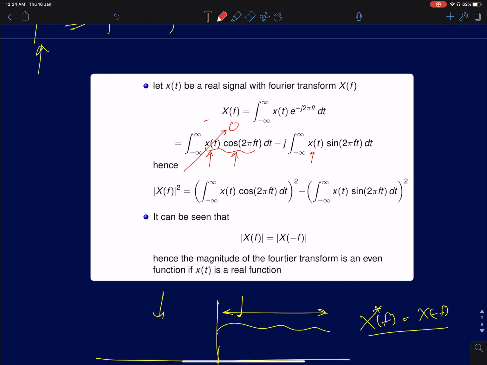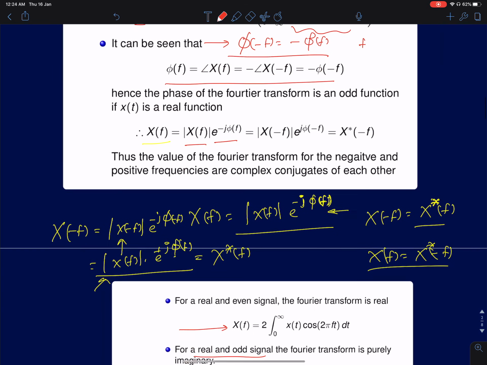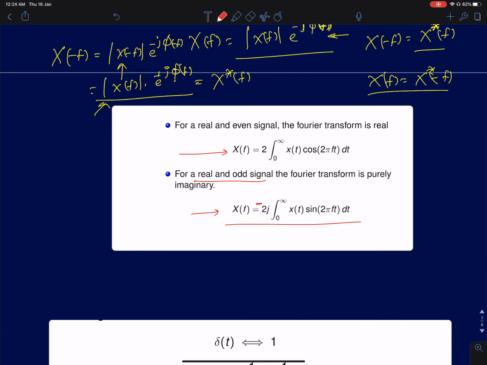Now because x of t is odd, this is also odd. Odd into odd is even. So this term here will actually be an even function. So we can write minus 2j integral 0 to infinity x of t into sine 2 pi f t. So that's what I've written here. Okay, I've missed a minus sign. I've written a minus here in the equation. Now, if you see, your Fourier transform is purely imaginary. The Fourier transform of this function is purely imaginary, and we can see that the magnitude is even for this function.